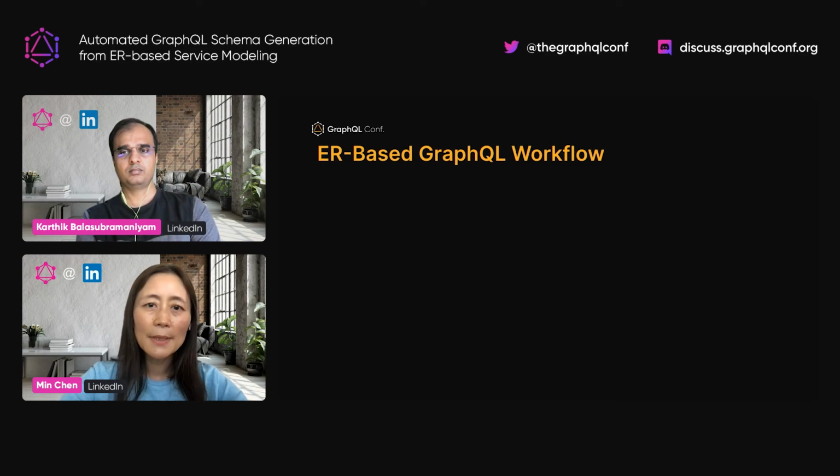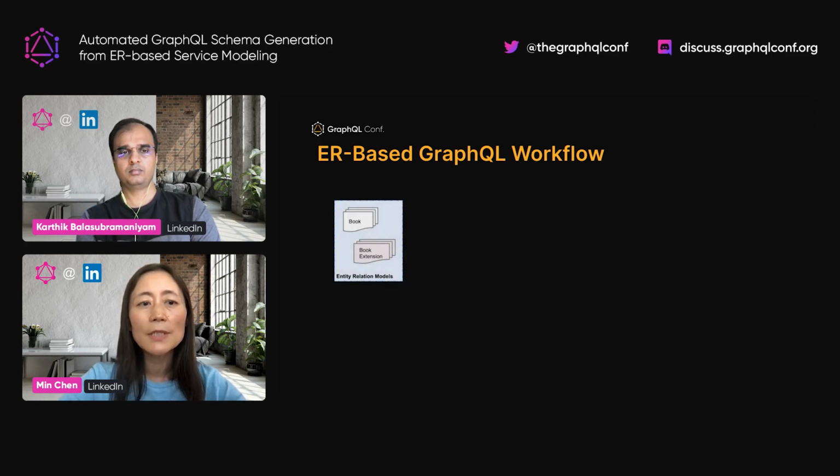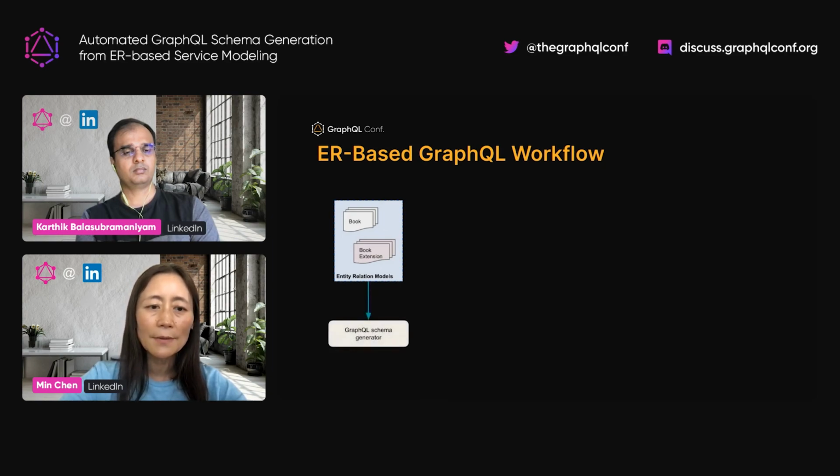To sum up, let's go over the overall GraphQL workflow we proposed with the ER-based service model in the picture. We start with the entity relationship model definition, which includes both the entity schema definition and the extension schema to describe reverse relationships. And we built a GraphQL schema generator, which produces two major artifacts, the GraphQL schema and the REST resolver config. And this is all done at build time.